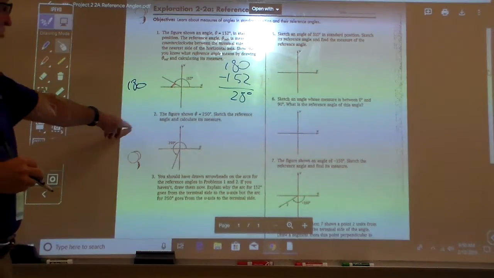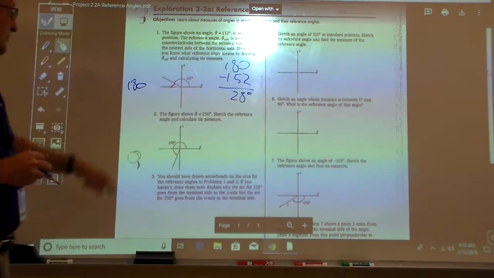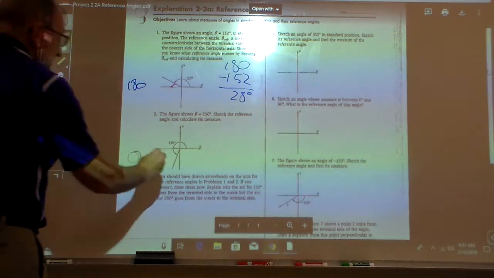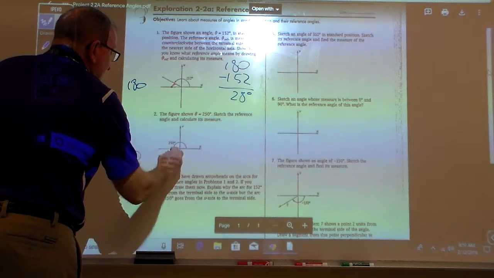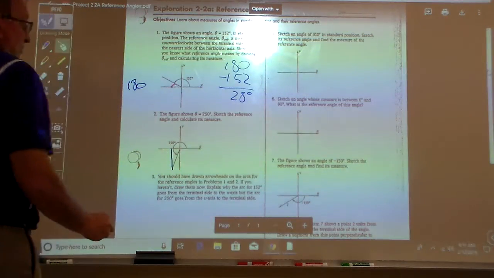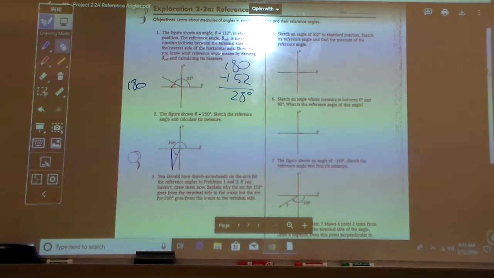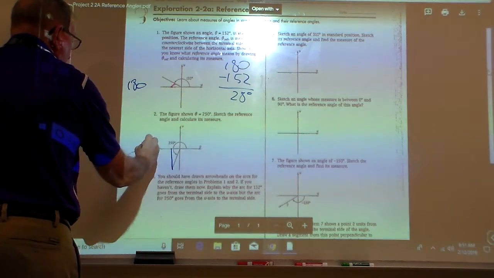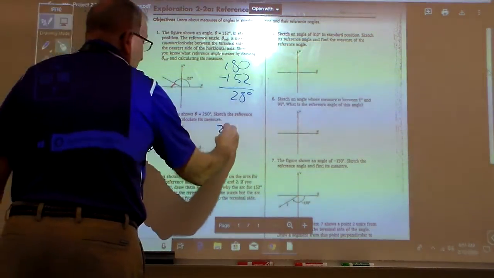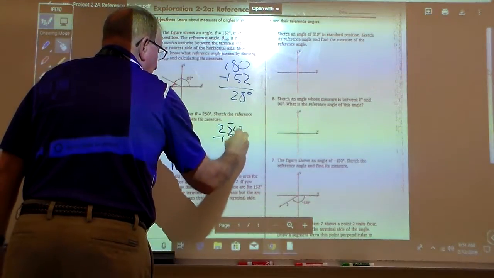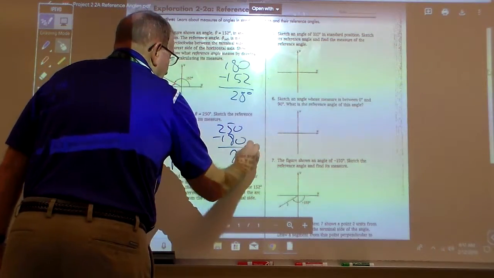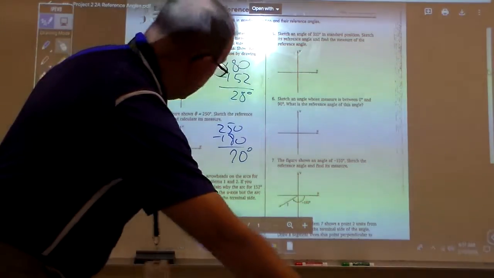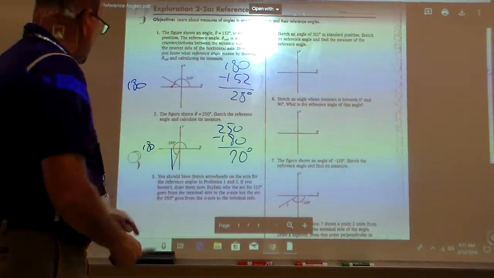Well, what happens right here in this one, which was in quadrant 3? Sketch the reference angle and calculate its measure. Well, I want to say this here. The reference angle always goes back to your x-axis to make that happen right there. So if it's 250 all the way around and right here is 180, well here I would take 250 minus 180. This reference angle turns out to be what? 70 degrees. Okay?